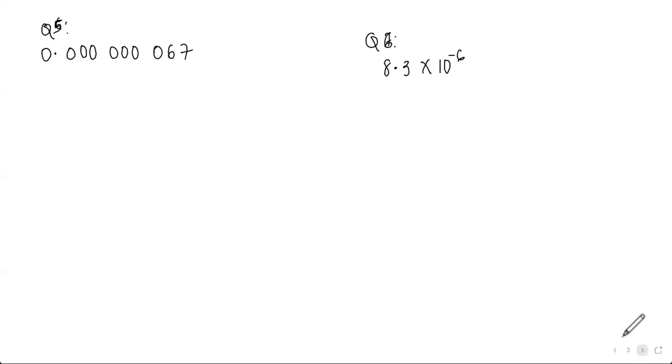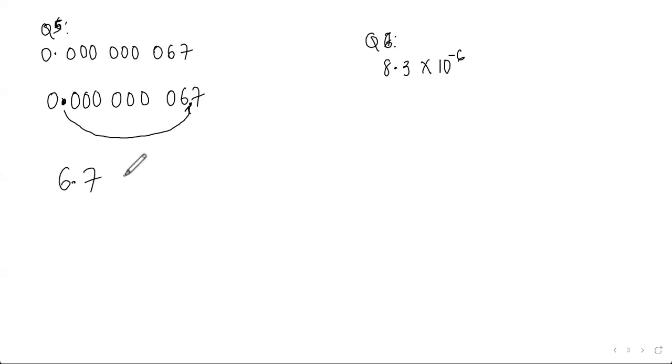Let's see if we have another one. Here, this is another question again. This is a decimal number. Of course, you know the power of 10 is going to be negative. So we're going to have 0.000000067. So the idea is to move the decimal point right in front of the first significant number. So we're going to have something like 6.7 times 10 raised to a negative power because this is a decimal number. Let's go 1, 2, 3, 4, 5, 6, 7, 8. So negative 8. Done.